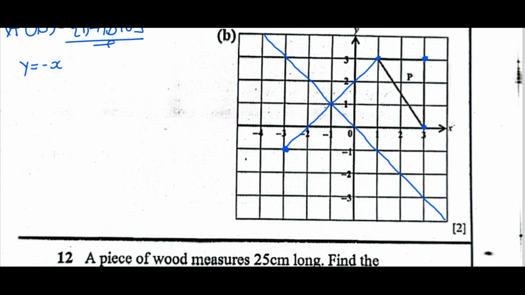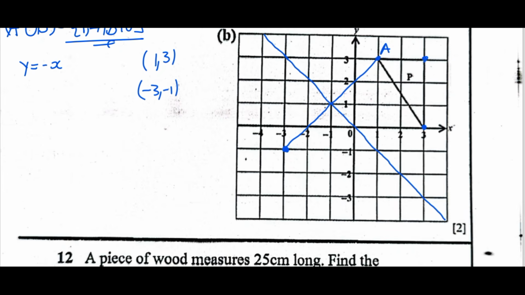This is our first point. Now if you are to find these coordinates here, the coordinate for A is (1, 3), but the image is (-3, -1). So whenever you have this, you can just swap the numbers and change the signs.